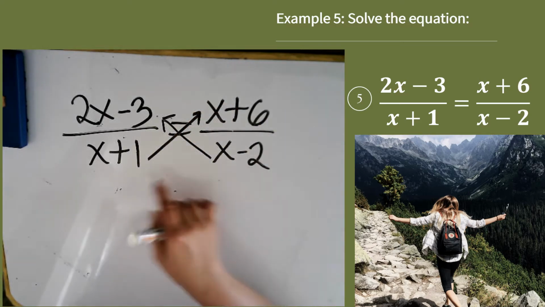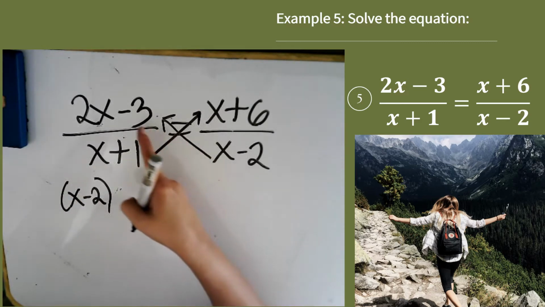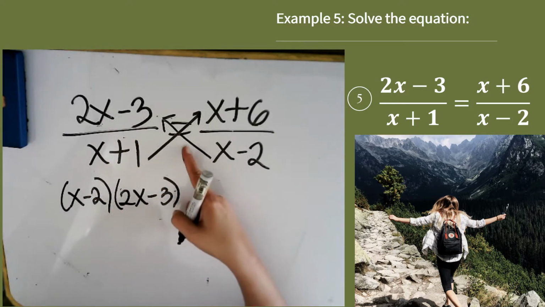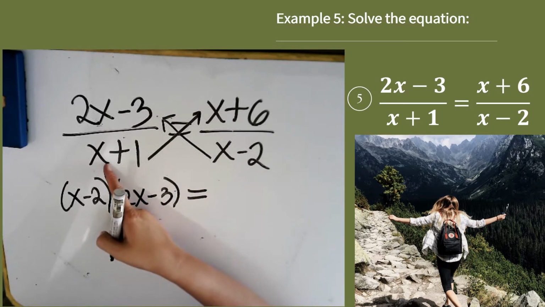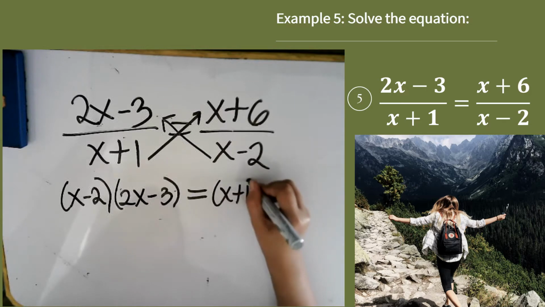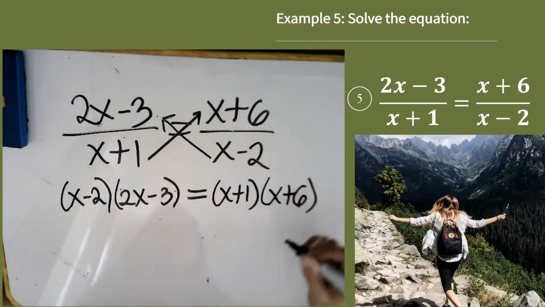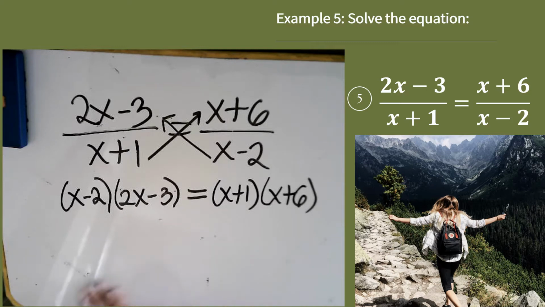Okay, so let's write it. x minus 2 times the numerator 2x minus 3. And then copy the equal sign. Then on the right side, we will have x plus 1 times the numerator x plus 6. There. So, from this line, you can see that there is no rational expression involved anymore. No more fractions. So, we are going to multiply these binomials.